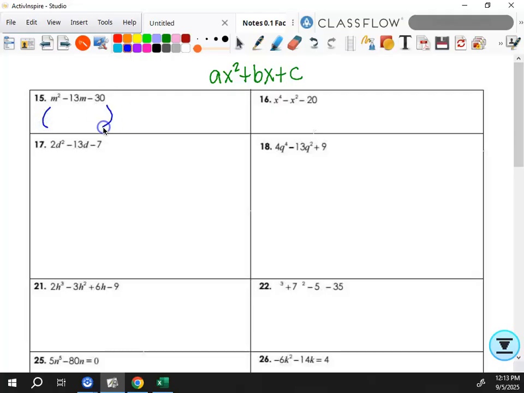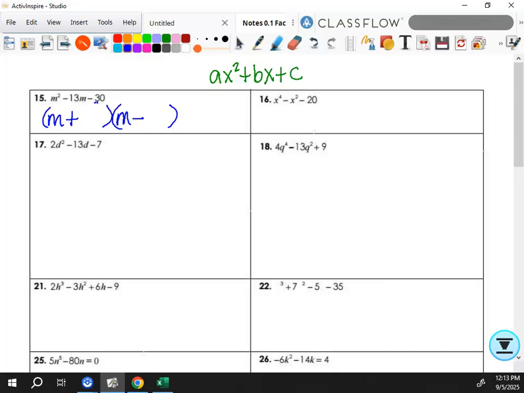That means I can jump to 2 binomials here. And that's m squared, so this is m and this is m. Now, before I worry about any numbers at all, I'm going to worry about signs. I look at the last term. It's negative. Since 30 is negative, that means the signs inside the parentheses are opposite. That helps. Then I'm looking for 2 numbers that multiply to give me 30 and combine to give me negative 13.